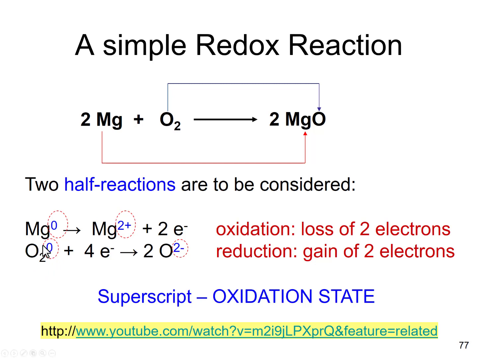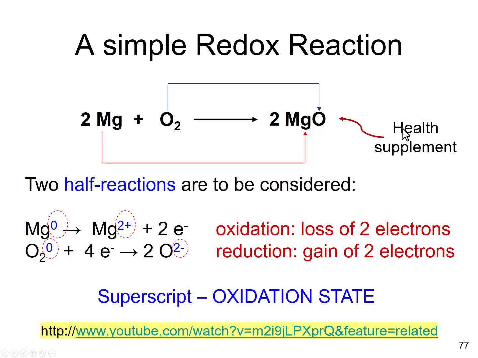The oxygen molecule, on the other hand, is converted to 2 equivalents of oxide, O2-. And so in order to balance the charge here, you have to add 4 electrons on the left side. So oxygen or dioxygen in the oxidation state of 0 takes in 4 electrons to form 2 oxides. So we have a reduction, which means a gain of 2 electrons per oxygen atom.